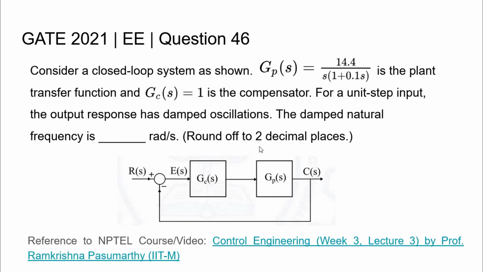Hello everyone. We are given a closed loop system with the plant transfer function Gp of s equals 14.4 divided by s times (1 plus 0.1 s) and the compensator transfer function Gc of s equal to 1. It is also given that for a unit step input, the output response has damped oscillations. We are asked to find the damped natural frequency in radians per second.